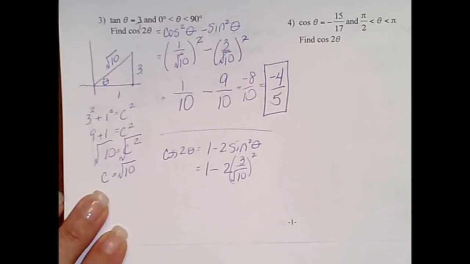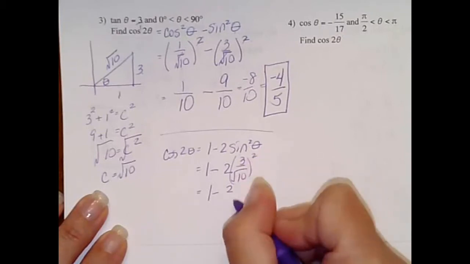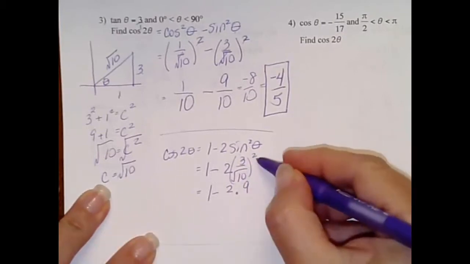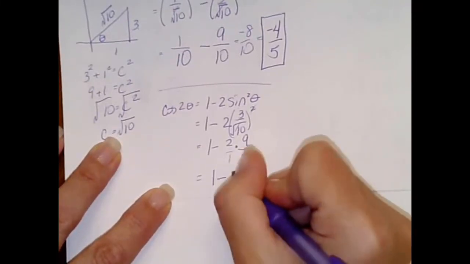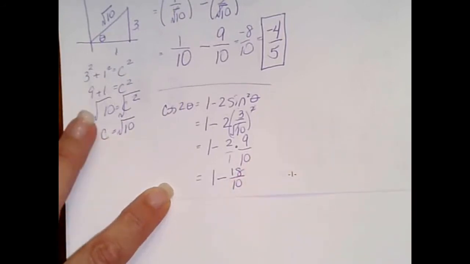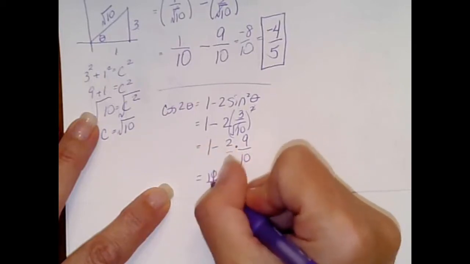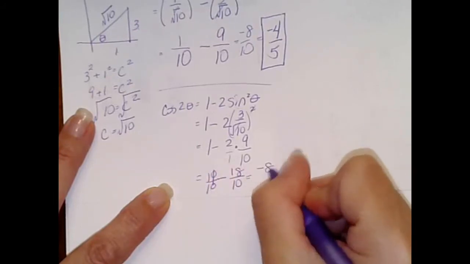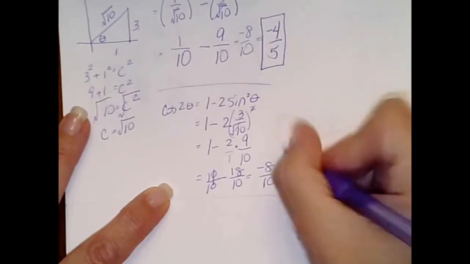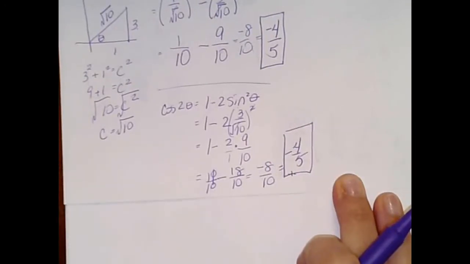So that's equal to 1 minus 2 times, square your numerator, 9. Square your denominator, and that's 10. So this is going to look like 1 minus, multiply across the top, 18 over 10. Well, I'm going to rewrite this with a common denominator, and make that 1 into 10 over 10. So 10 minus 18, that's negative 8 over 10. Oh, deja vu, there it is. And that's going to equal negative 4/5. Okay, so that is your cosine double angle formula.